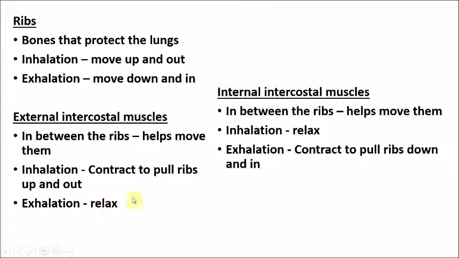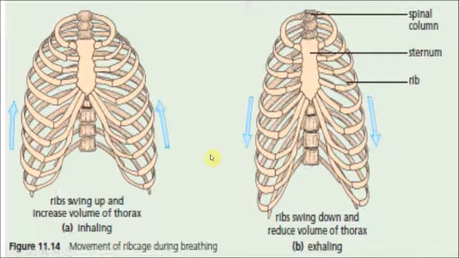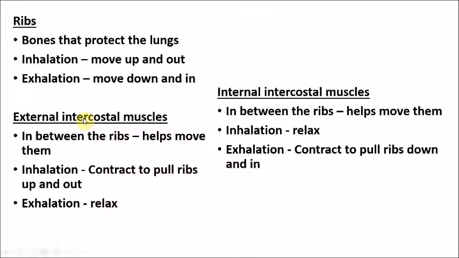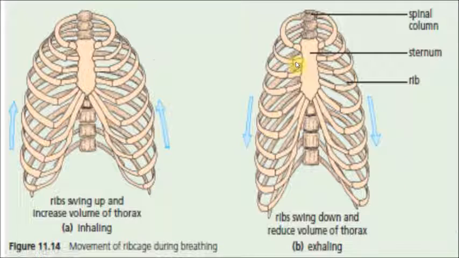For exhalation, they relax, and the internal intercostal muscles take over because during exhalation they actually contract, and that pulls the ribs the other way. So the internal and external intercostals work as antagonistic muscles almost. As one contracts, the other relaxes. This picture here just shows how the rib cage moves up and down to increase and decrease the volume. So diaphragm and external intercostal muscles contract to inhale air, and then the internal intercostal muscles contract to expire air.